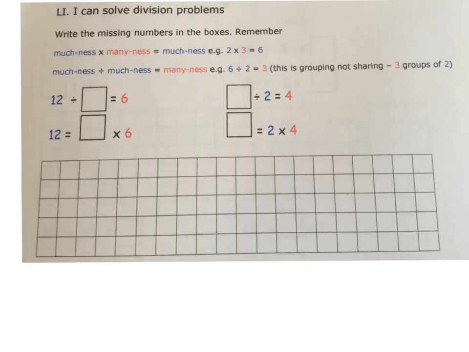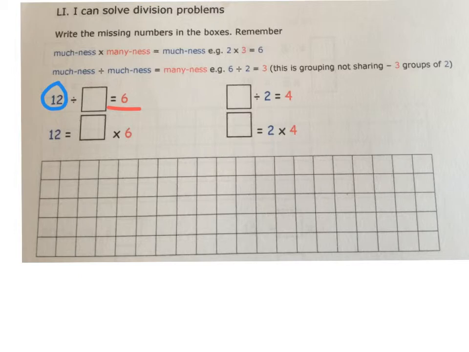So let's apply this to some missing number problems. Let's look at the first one. 12 divided by something equals 6. Often children get stuck on problems like this because the missing number box could be any part of the sum, which really tests their understanding. So let's have a little look. 12 is how much I've got. 6 is how many parts. Well, that's quite a lot of parts.